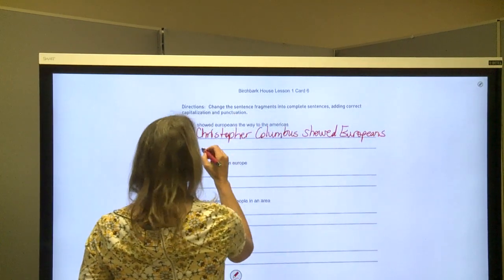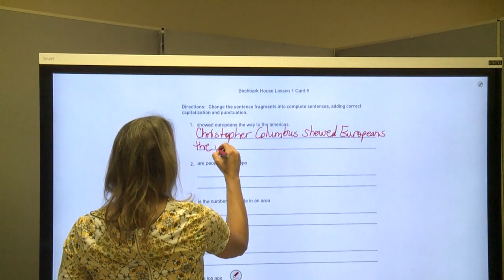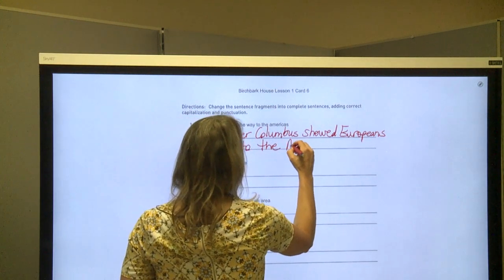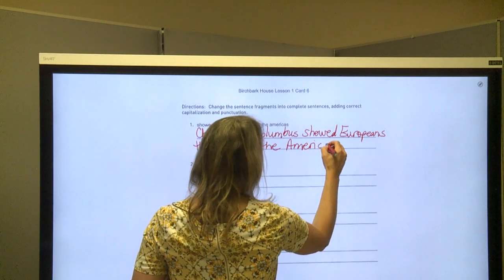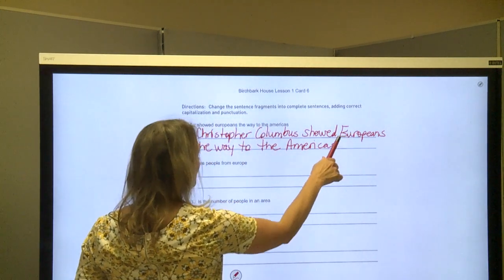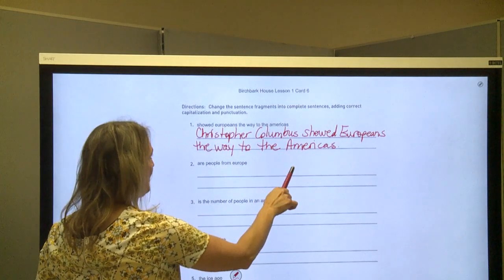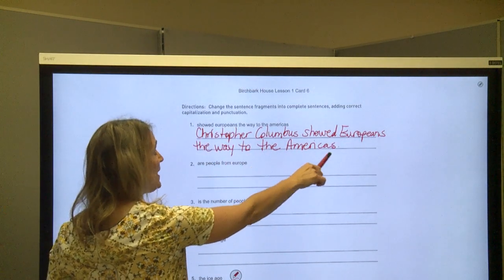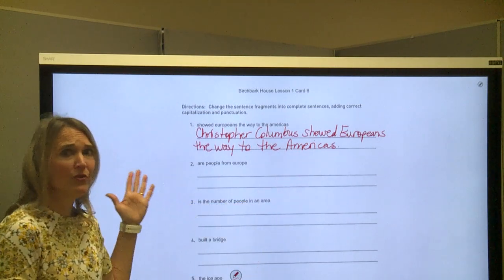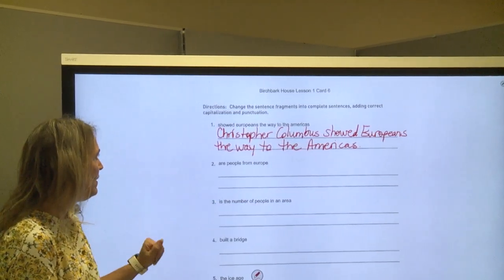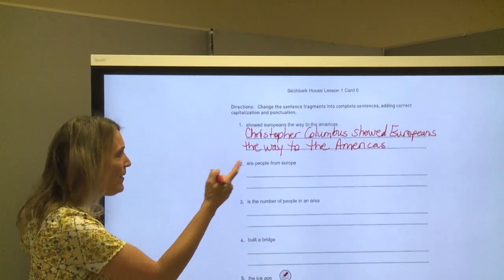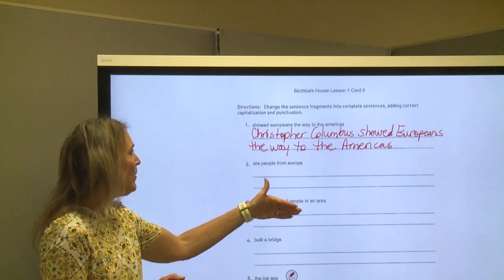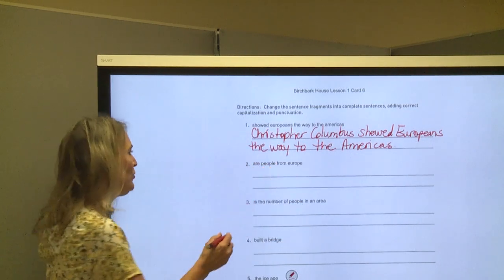showed Europeans the way to the Americas. And notice that I capitalized Europeans and Americas as proper nouns, as well as the first word, again a proper noun, Christopher Columbus, and we have end punctuation. All of those are key. We tend to forget those little bitty things. Well, then we also had on our word wall our second word, Europeans, are people from Europe. Who are people from Europe? Europeans.